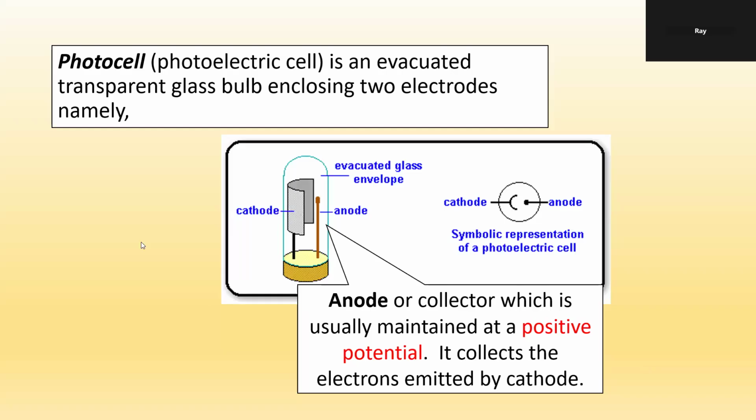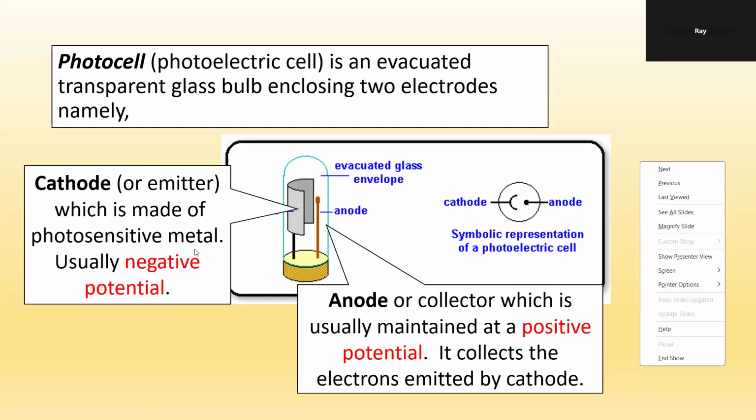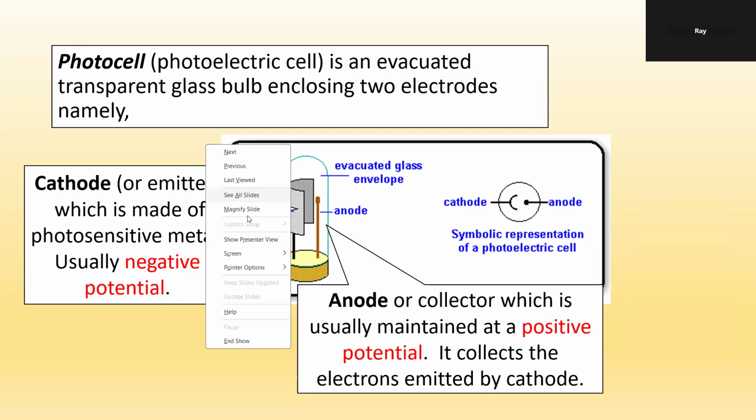Cathode is called the emitter, which is made of photosensitive metal, usually at negative potential. Okay, you can read it yourself. As I said, no point in teaching it.